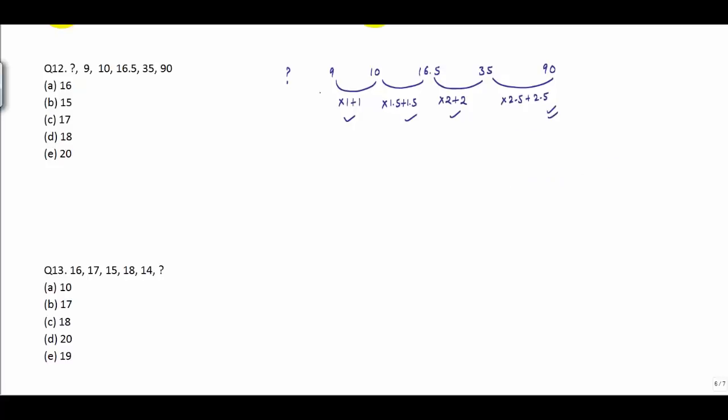So likewise, here it should be into 0.5 plus 0.5. Say we call it x. x into 0.5, which is 1 by 2, plus 1 by 2 is equal to 9, then we need to find the value of x. So x would be 17 by 2, or simply 8.5, so x is equal to 17. So this missing term is equal to 17, hence option C is the correct choice.